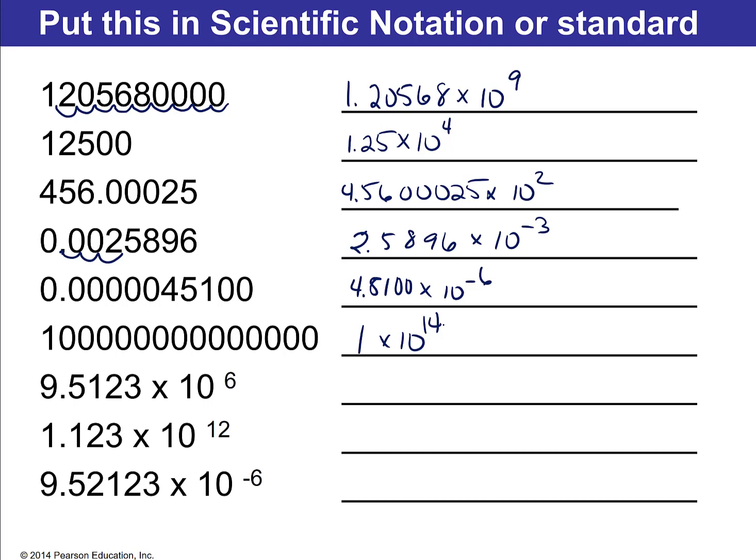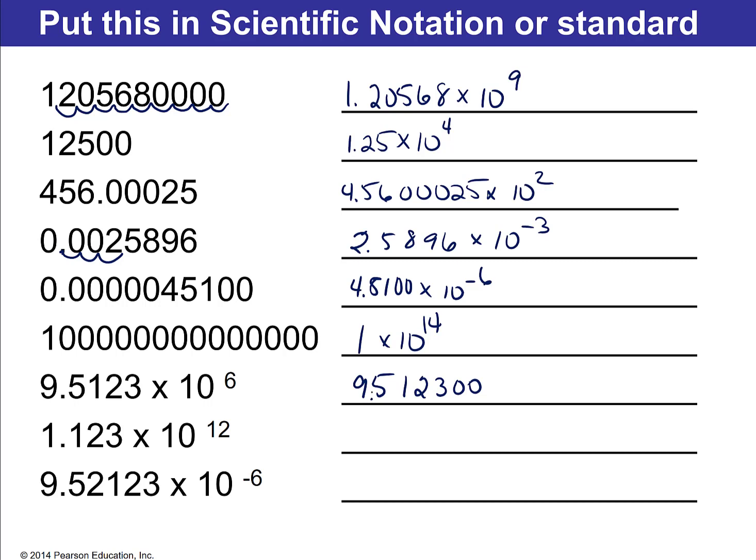So this one, you're going the other direction. So put that in expanded form. 9.5123 times 10 to the 6. Decimal place goes which way? To the right. How many places? So 9, 5, 1, 2, 3. Add 2 zeros. I had to go 4 to get to the end of the 3 and add 2 more zeros.